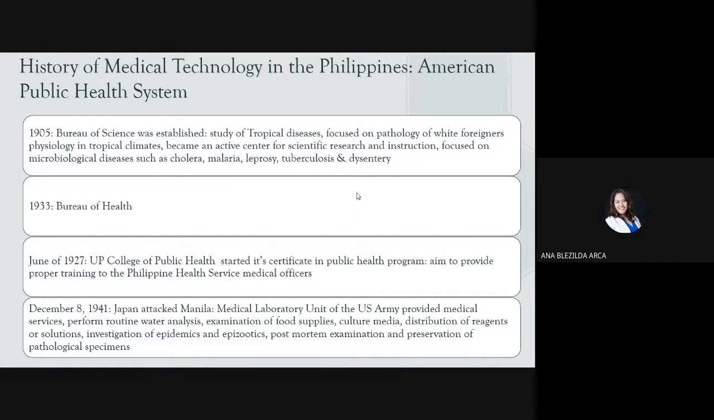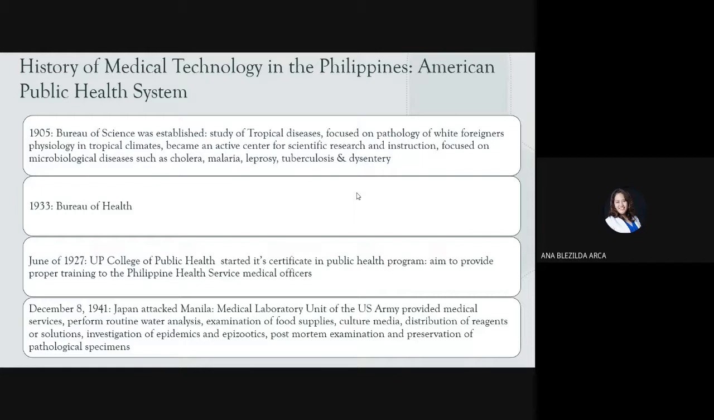So, the Bureau of Science actually became an active center for scientific research and instructions during that time, ha? Nasa atin ang sentro ng research during that time because we have here the Americans. So, they focus on microbiological diseases such as cholera, malaria, leprosy, tuberculosis, and dysentery. These are actually diseases very common in tropical countries.